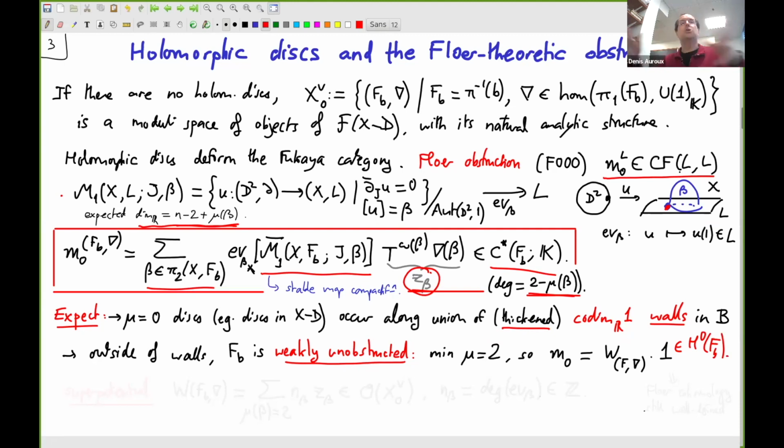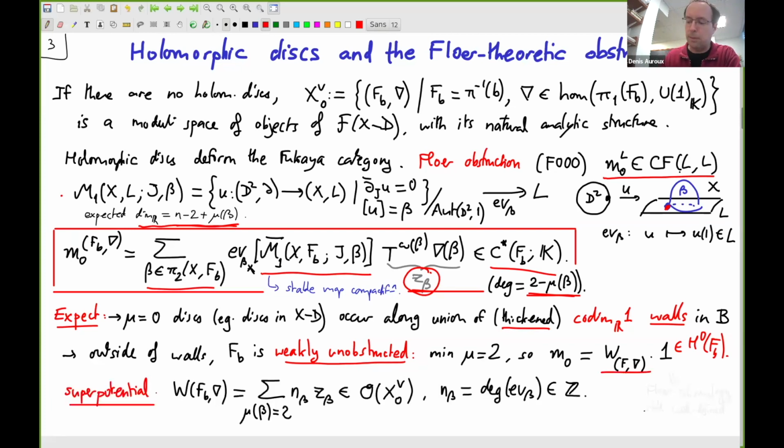So you could say it's the fundamental class as a cycle. And then there's a coefficient in front, W, which we call the superpotential, and which you can rewrite more directly as a generating series for Maslov index 2 disks passing through a given point of your Lagrangian. This is what the degree of the evaluation map does. It means count how many ways you can make this pass through a generic point, and with these coefficients, Z^β.